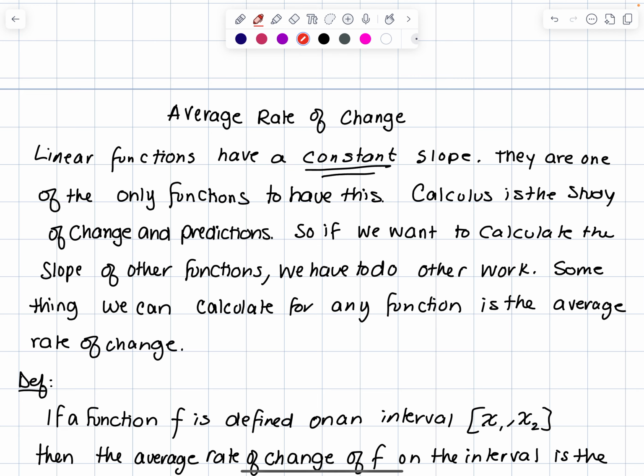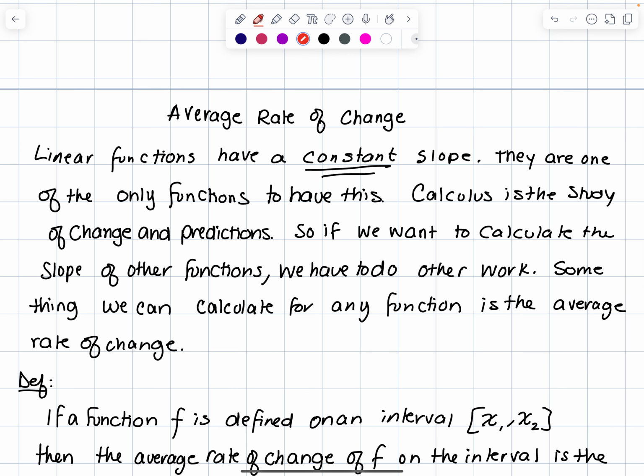Calculus is the study of change and predictions. So if we want to calculate the slope of other functions, so for example, the parabola, the square root function, a cube function, cube root function, all those kinds of functions, we would have to do something else because we don't have nice formulas for calculating slope of these other functions. So we need to derive or calculate something else. There is something that we can do, which is calculate the average rate of change between an interval.